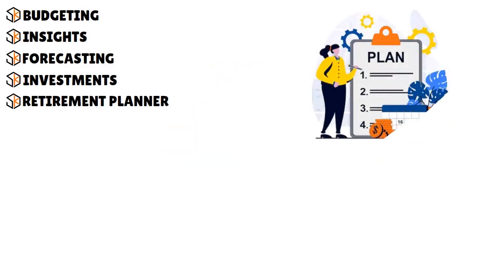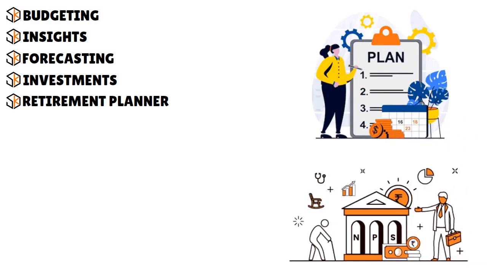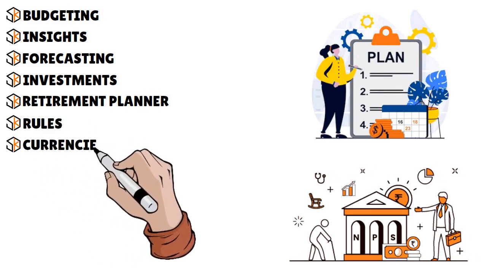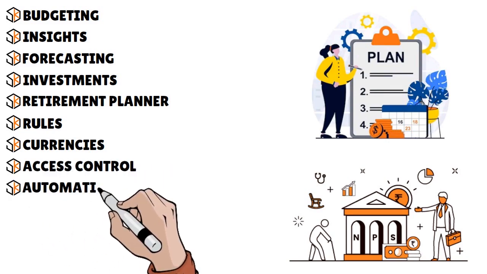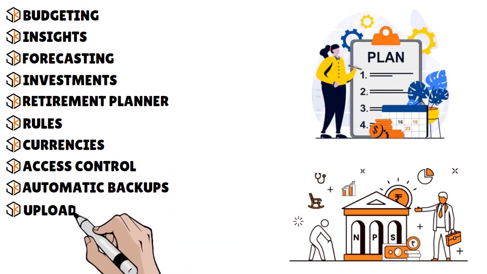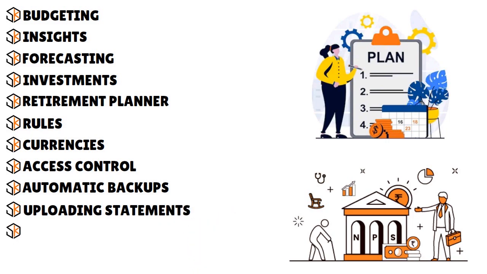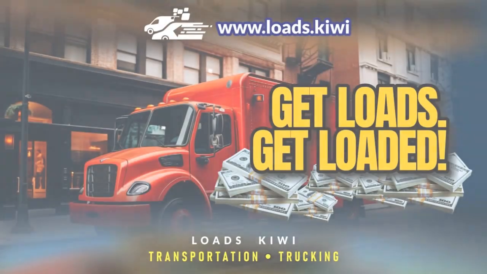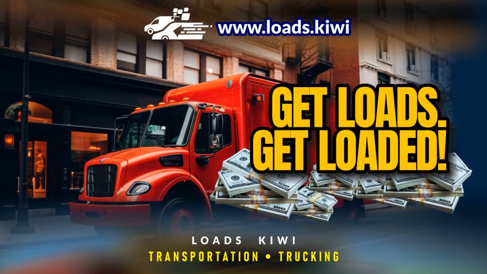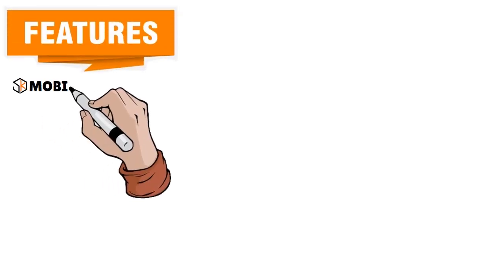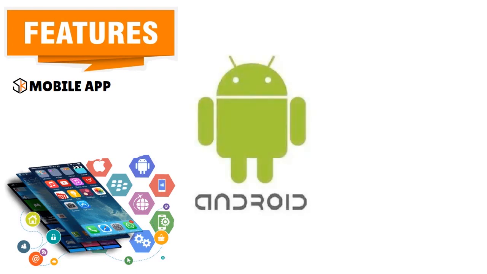So you are able to create a financial plan that will allow you to retire comfortably, purchase a house, and prepare for your children's education. So this is really fantastic. Okay. You have rules, you have currencies, you have access control, you have automatic backups. So this is really good. You have uploading statements, and you have IOUs. In terms of features, you also have a mobile app. So Buxfer is available for download on the App Store for iPhone. You also have it on Google Play for Android devices.